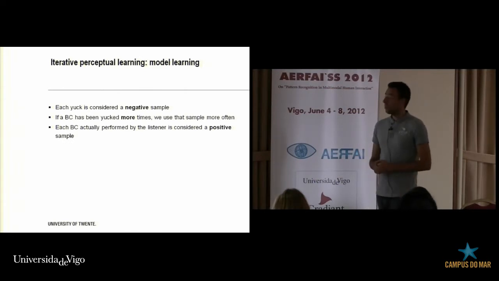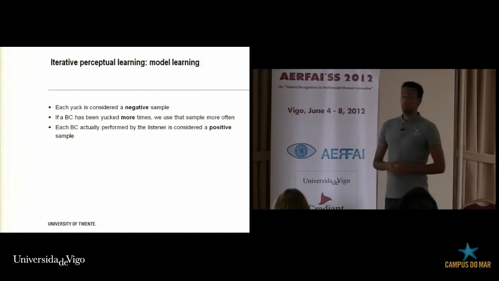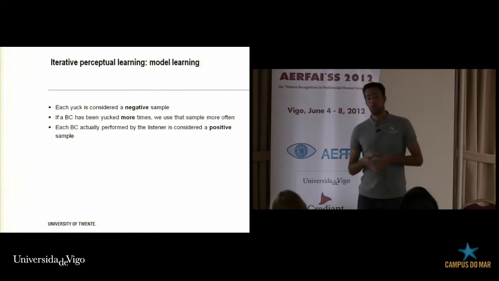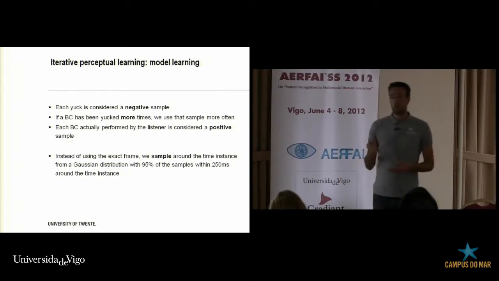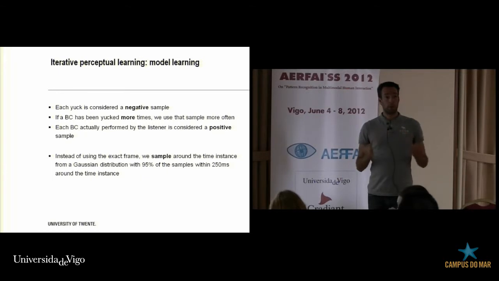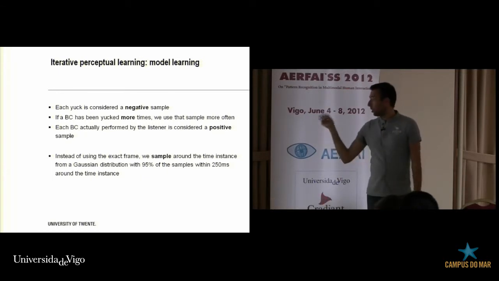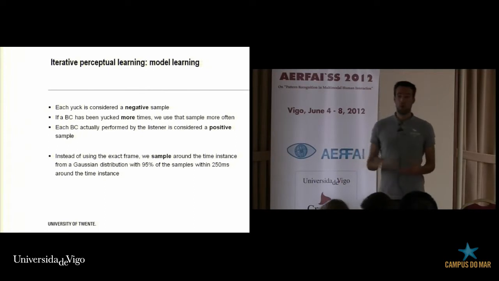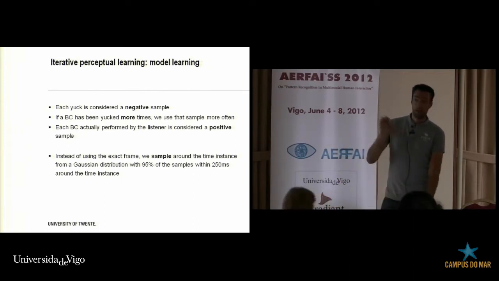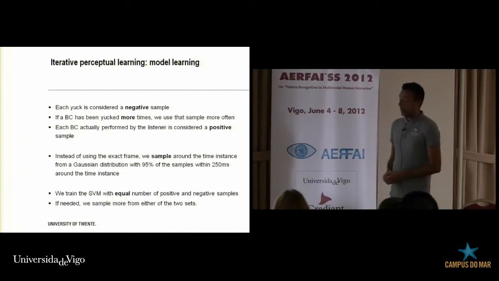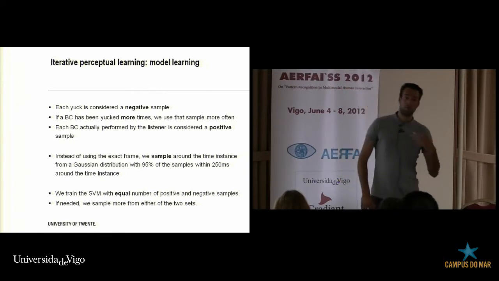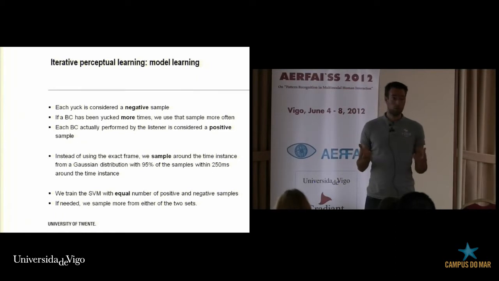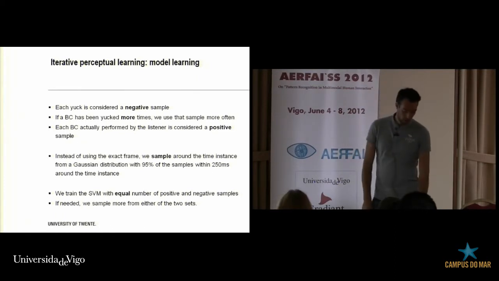And as a positive sample, we use all the back channels that have been performed by the listener. And we do the same thing there. So instead of using the exact moment, we sample around it, so we get a better spread of what happens in the video. So there might be 250 milliseconds before or after, and we make sure that 95% of our sampling is in that region. So we get more variability there. And eventually, we're going to train the SVM with a balanced number of samples. So we want to keep the number of positive and the number of negative samples equal, so we can just get good results out of it.